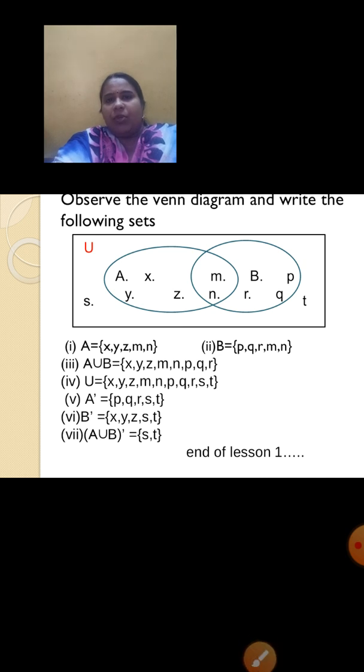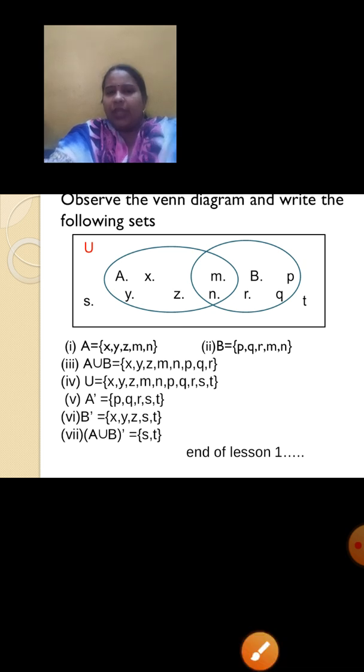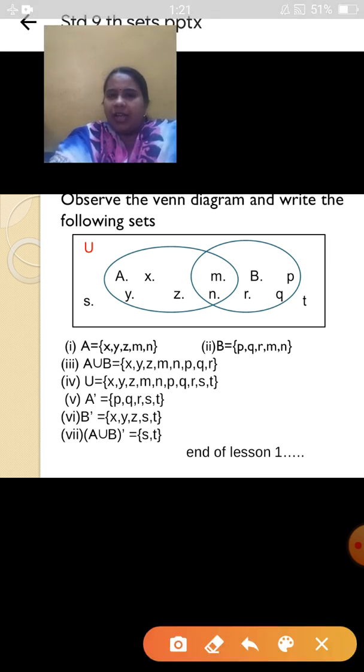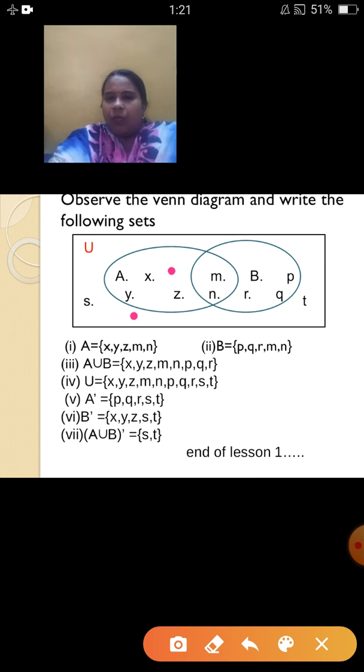Okay? So with this, we come to the last sum of the exercise, where you have to observe the Venn diagram and write the following sets. Now this is a very easy sum, and I hope all the concepts of complement and union are clear in the previous sessions. Now I'll just read the answers for you. The set A. Now look at the set A. This set A is having the elements x, y, z, m and n. Even though they are in the intersection, they are in the set A. So you have to write set A as x, y, z, m, n.